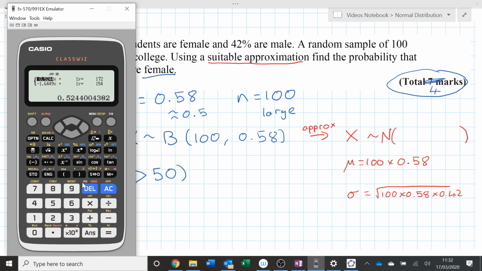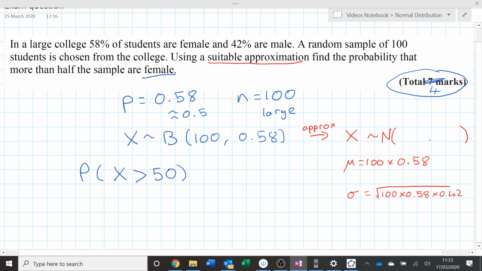So I can easily work out mu in my head because that's 58. That's expected, 58 out of 100 females. That's what you would expect. That makes sense. Square root of 100 times 0.58 times 0.42. That is going to be my sigma value. It's 4.94, but I'm going to store that as A because I'm going to use it in a second.